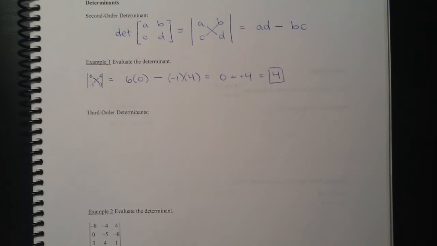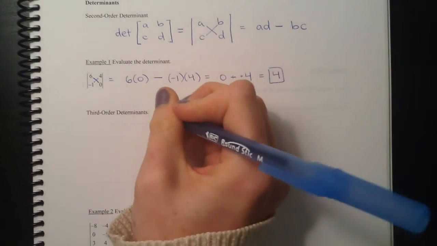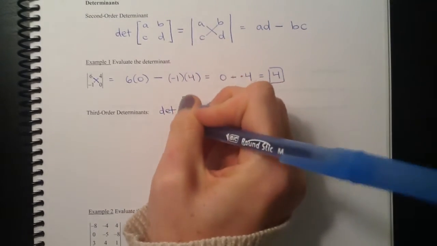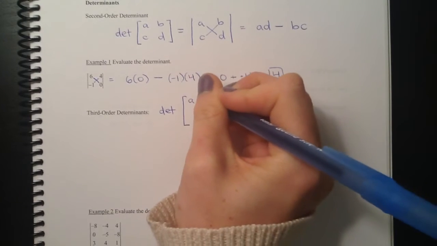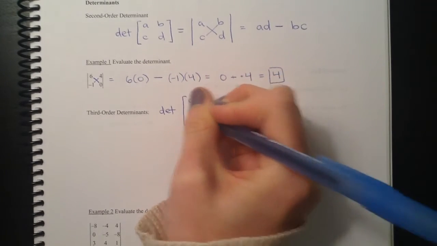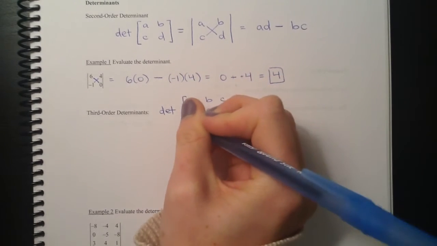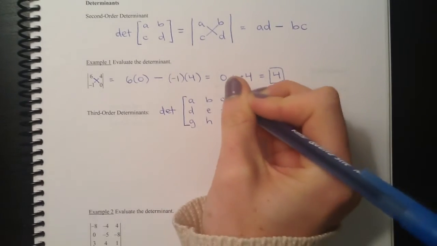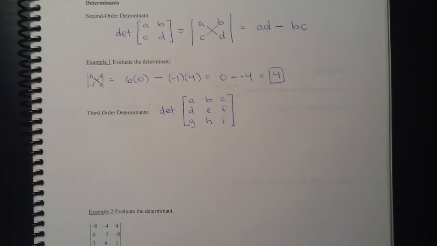Third order determinants are a little bit more complicated because what you're taking the determinant of has many more pieces to it. So a 3 by 3 would look like this. So all of a sudden we're going from 4 elements to 9. So what I'm going to do is write down a step-by-step process. As I'm writing down that step-by-step process, I'm going to walk us through example 2.